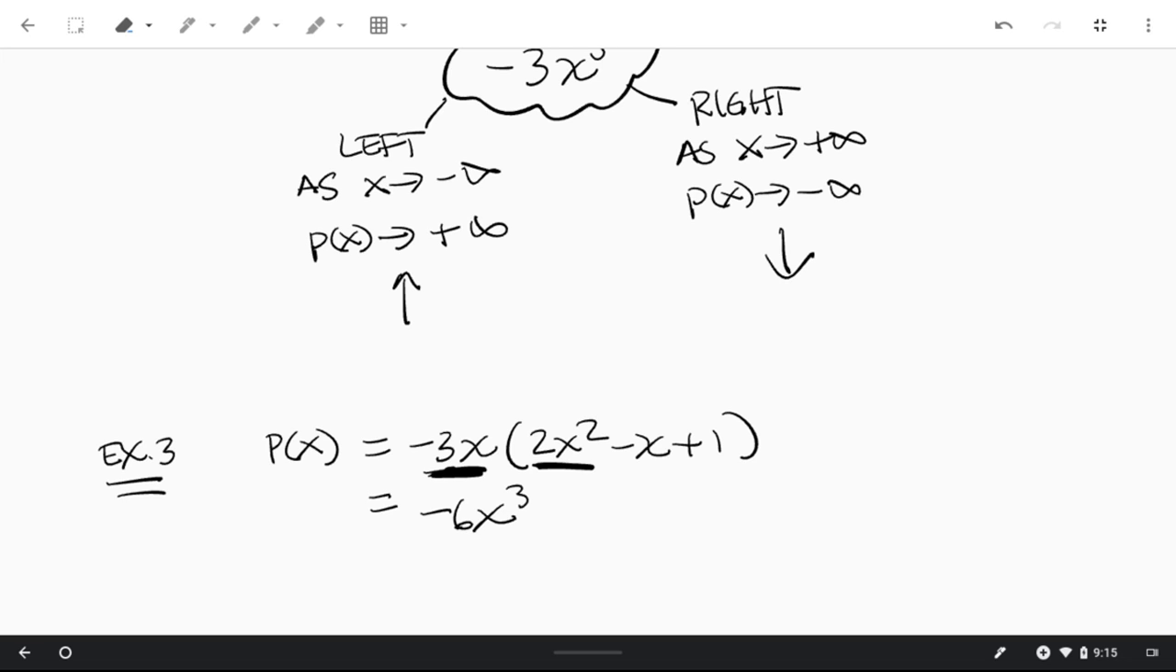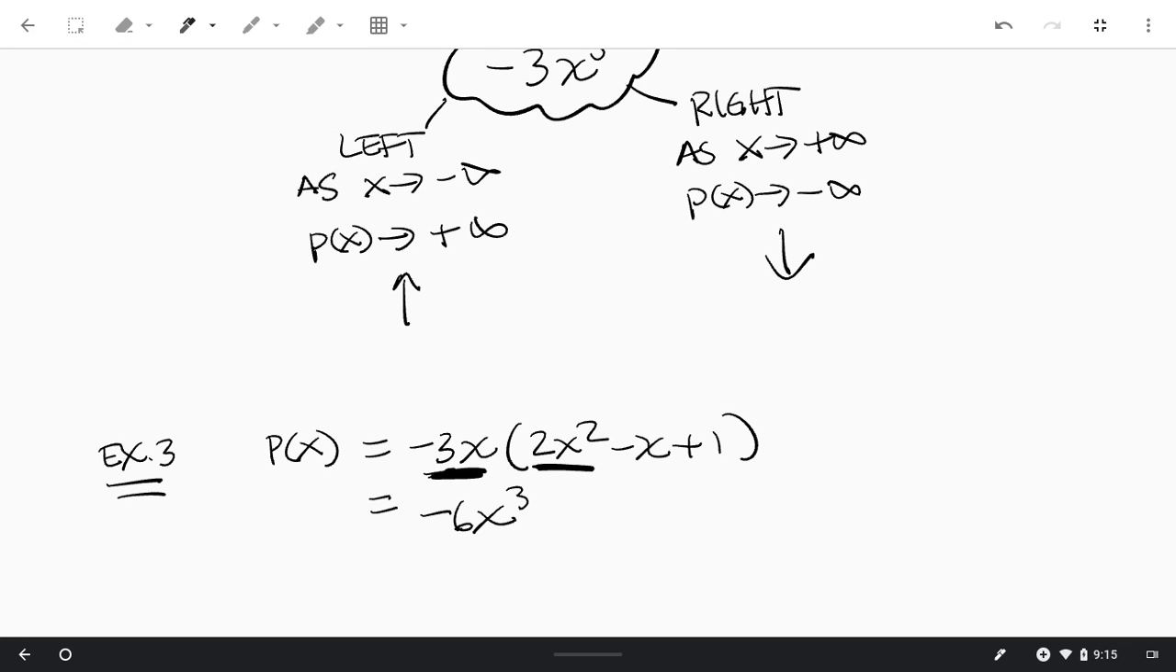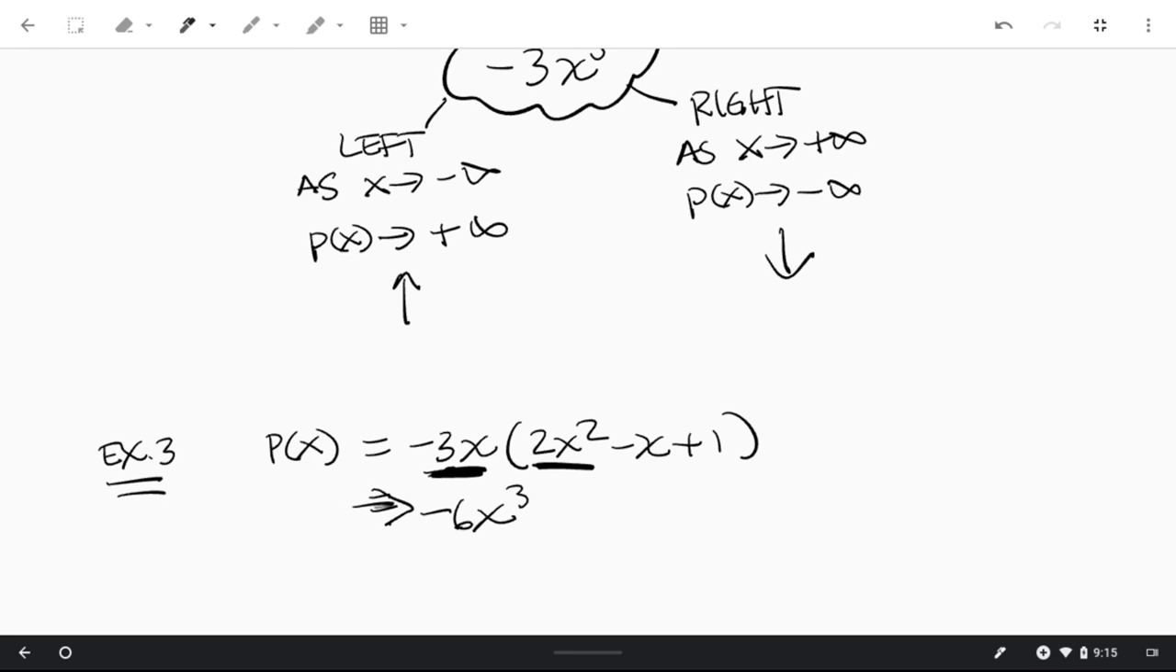But I don't want to say they're equal, so I'm going to use an arrow instead, once I can get my pen back. So don't say equal if you're not going to multiply it all out. So we get negative 6x cubed. That's what we're going to use for our leading term.